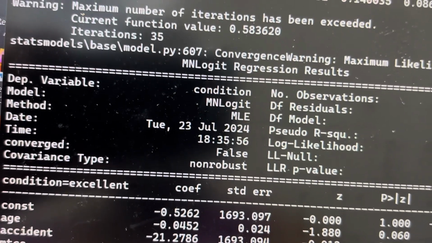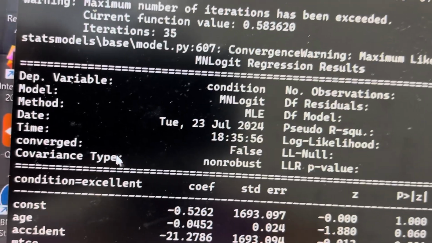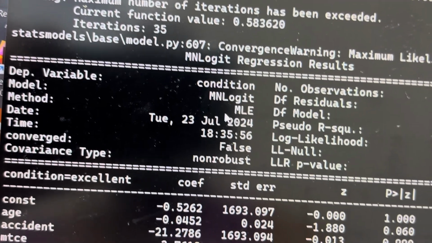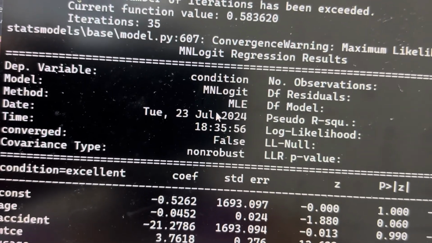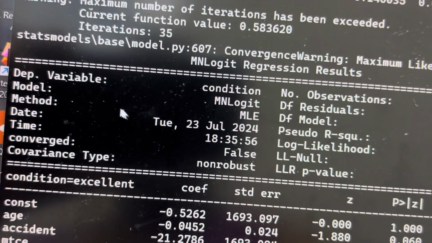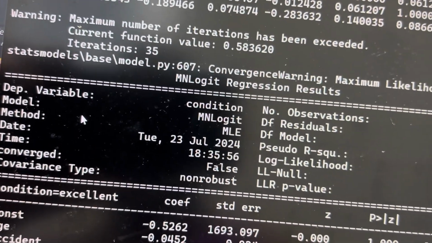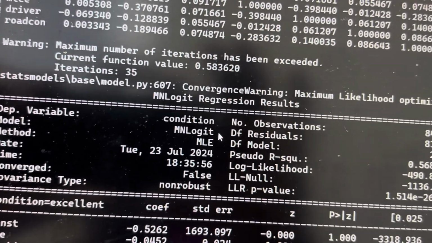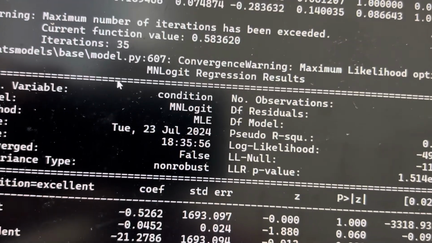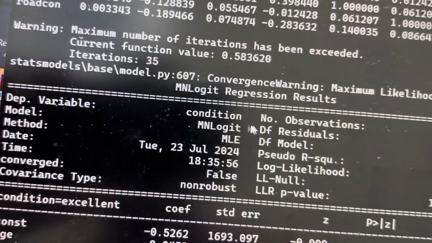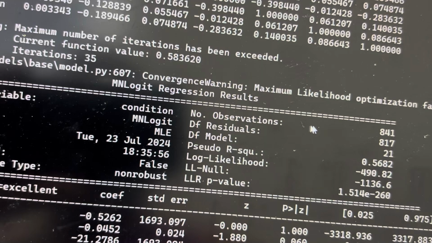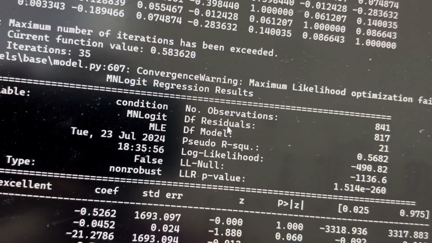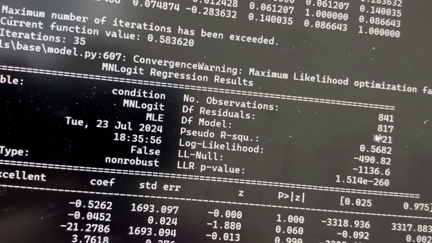So we can now see the Logit. The former one used Logit, but this one uses MLE as the method. So the model is Logit, almost like the other one. The dependent variable is condition. The number of observations is 841, and the degrees of freedom of the residuals is 817.